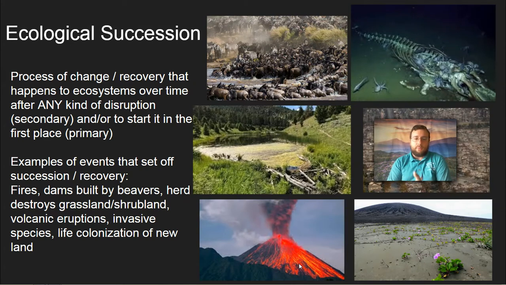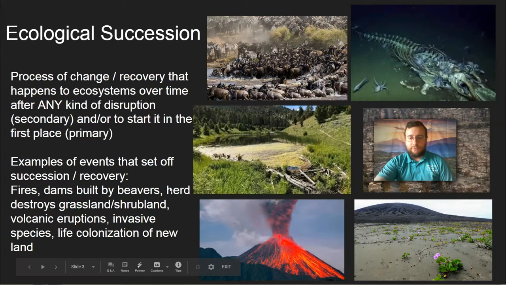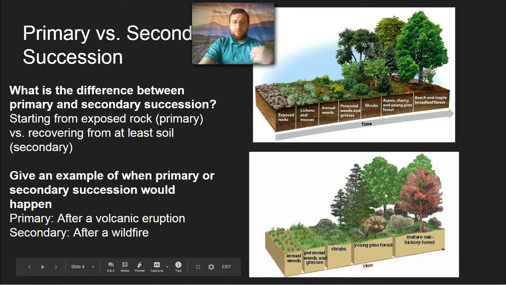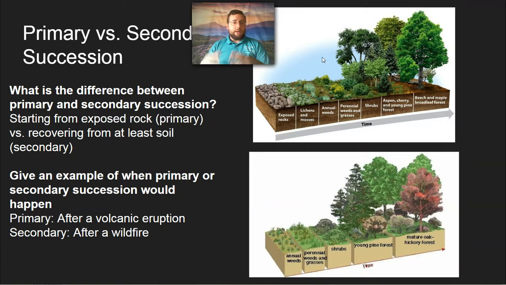The process of recovery after disruption is what we call secondary succession, and the start of life in the first place is called primary succession. So again, the difference between the two of them is that primary succession means when life came first. It's the idea that you started from exposed rock, no soil, no life. There was never life here before. Complete eradication of life or no evidence of life there before, a brand new island. So a volcanic eruption would be an example of that.